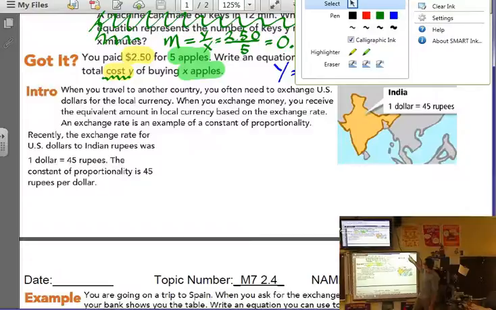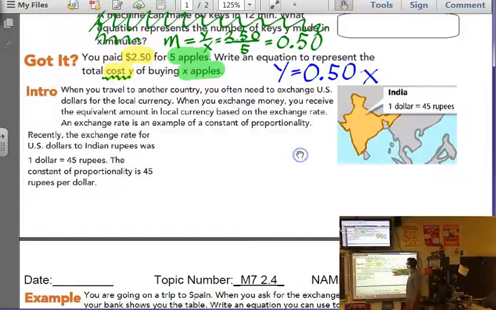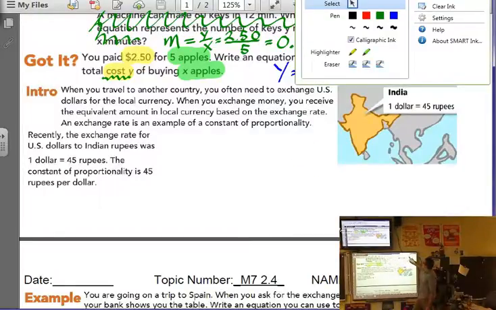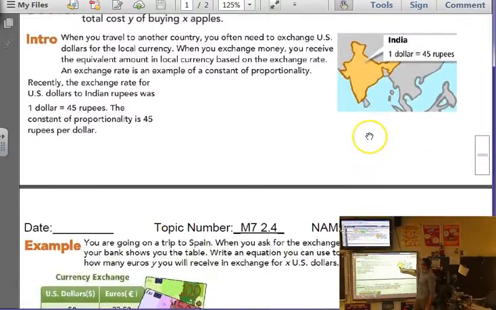So, if we want to go to India, India uses the rupee. It is money. Do not think that they're paying people with gems and stuff. It's not. It's money. So, $1.